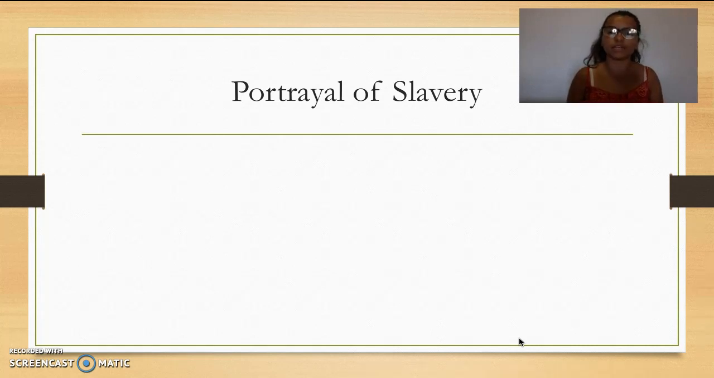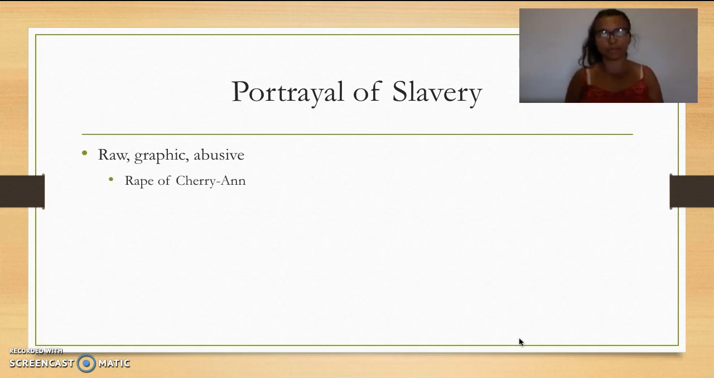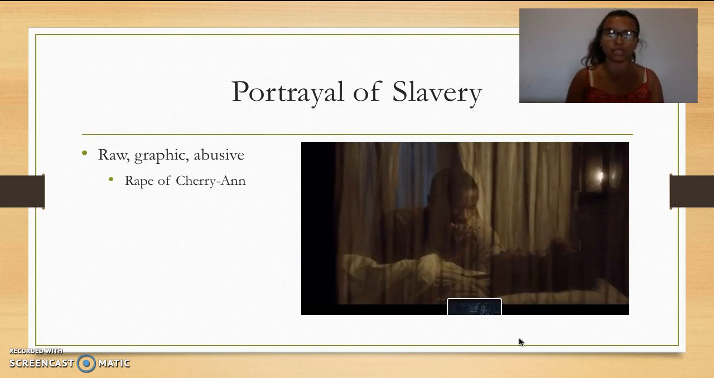The next example of slavery that I'm going to talk about is how raw, graphic, and abusive it was. First, I'll talk about the rape of Cherry Ann. In this screenshot, it shows Nat and Cherry Ann after she was raped. He went to her and asked, who did this to you? I want to help you and get justice for you. She couldn't really talk much, but she ended up reciting Bible verses to him, and it was a very touching moment, and he was very vulnerable at that time.